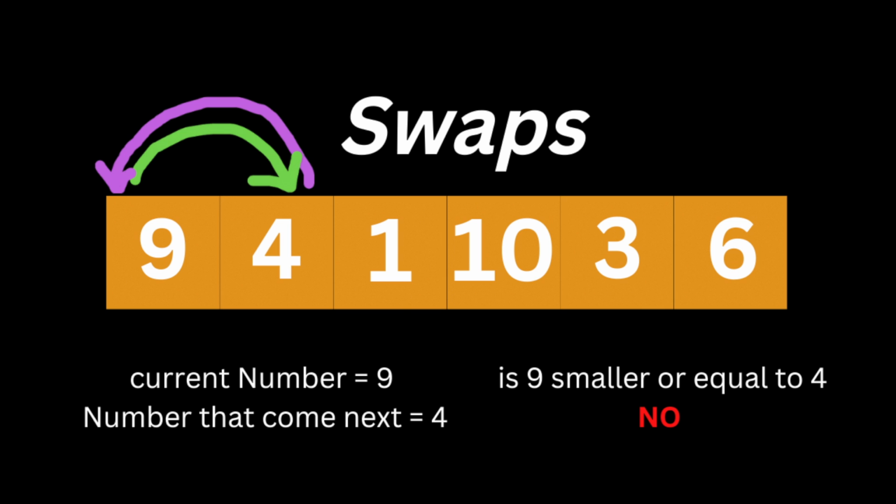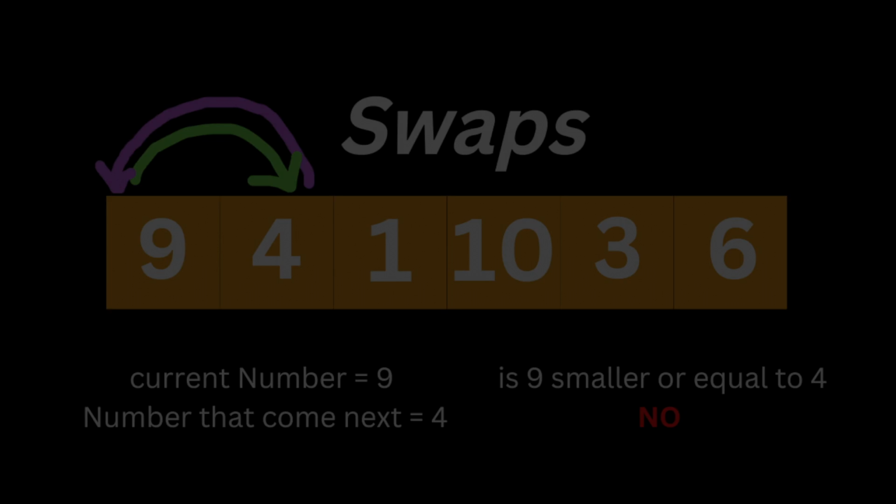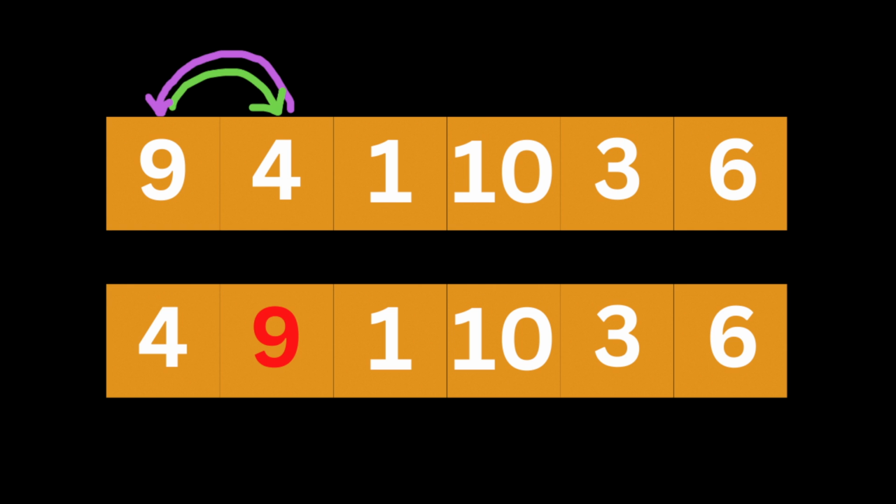Once we finish traversing the array, we check whether any numbers still need to be swapped. If yes, we repeat the same process. If not, that means the list is in order. So that's how bubble sort works. Let's see an example and try to visualize the bubble sort algorithm.